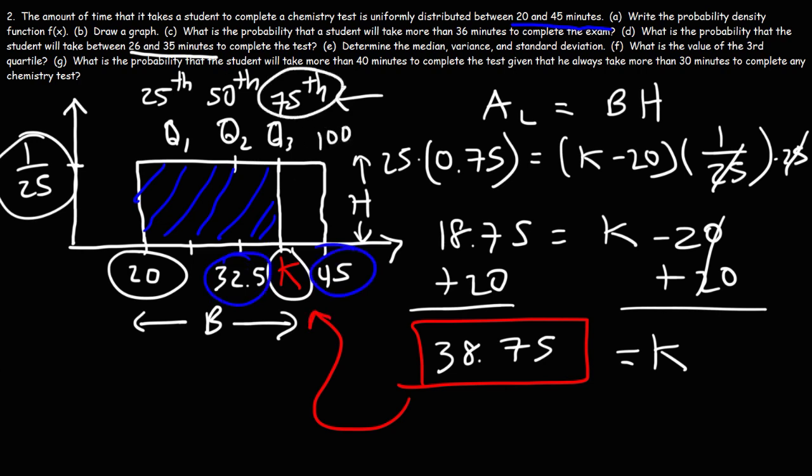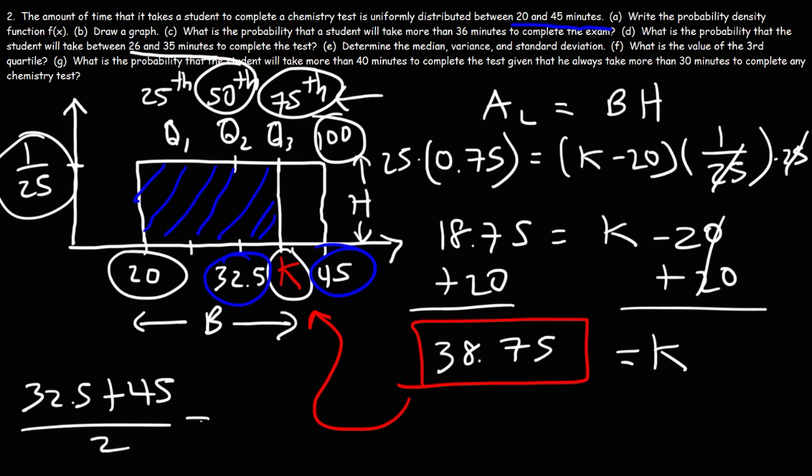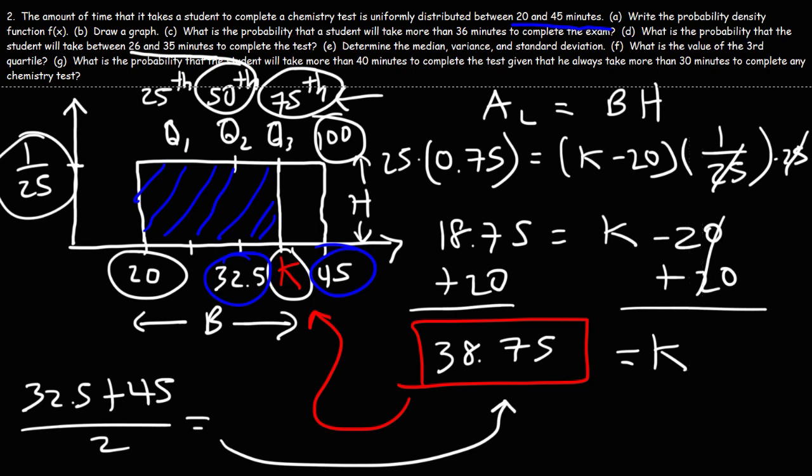Just as 75 is between 50 and 100, if we were to average these two numbers, it would give us the answer. 32.5 plus 45 is 77.5. If you divide that by 2, it will give you 38.75. Now, let's move on to the last part, part G.